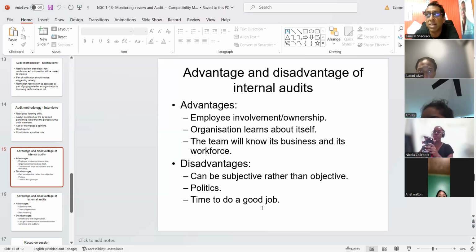Can anybody think of a disadvantage of an internal audit? I don't know what we have here: it can be subjective, company politics, time to do a good job. What's a disadvantage of an internal audit?